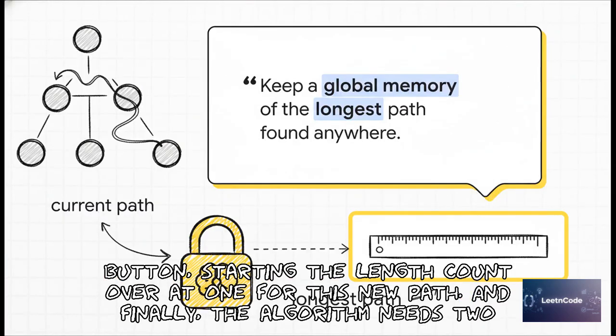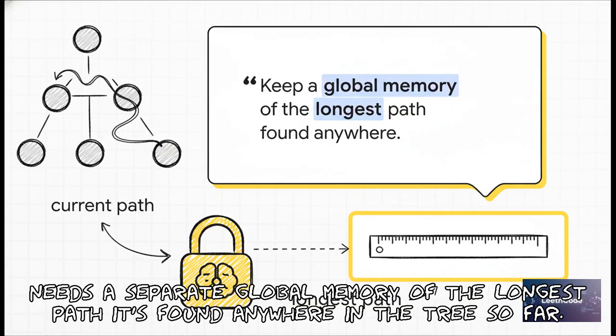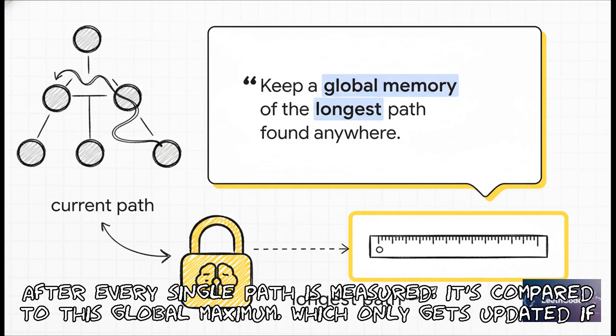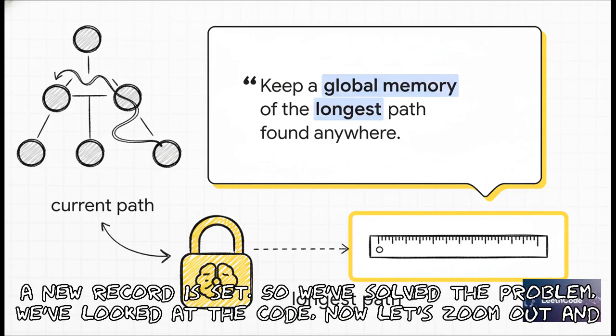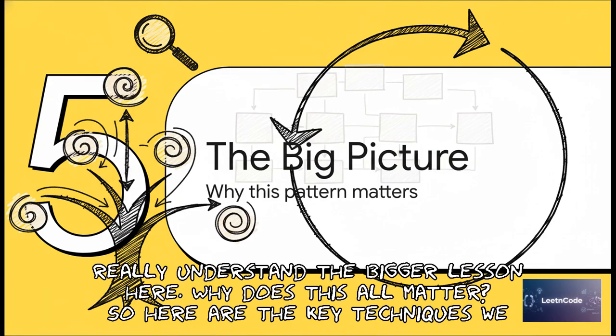And finally, the algorithm needs 2 different kinds of memory. It has to track the length of the current path it's on, but it also needs a separate global memory of the longest path it's found anywhere in the tree so far. After every single path is measured, it's compared to this global maximum, which only gets updated if a new record is set. So we've solved the problem, we've looked at the code. Now let's zoom out and really understand the bigger lesson here. Why does this all matter?